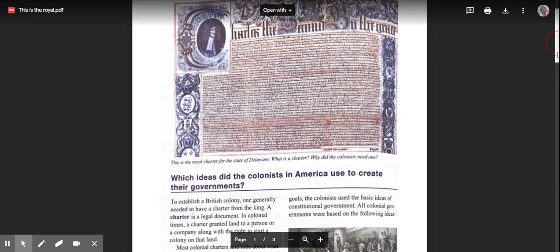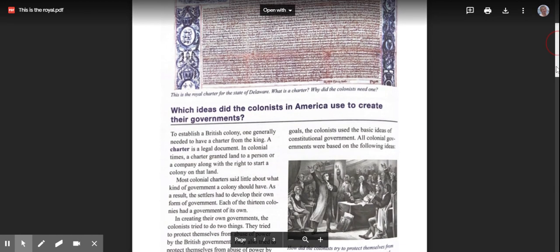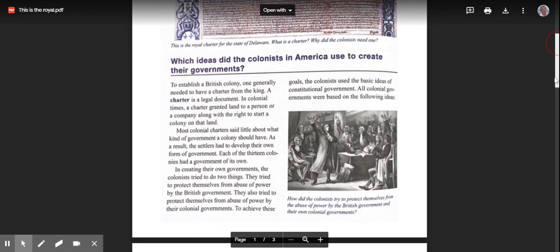Which ideas did the colonists in America use to create their governments? To establish a British colony, one generally needed to have a charter from the king. A charter is a legal document.